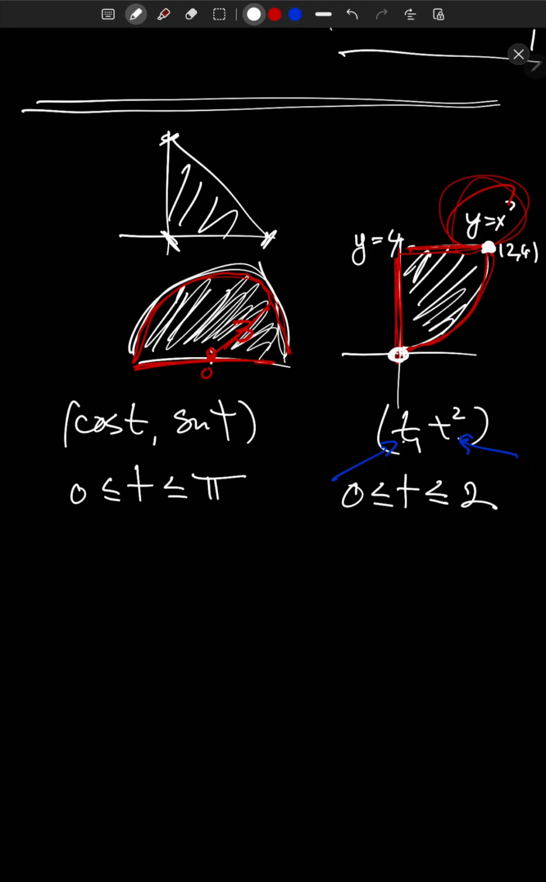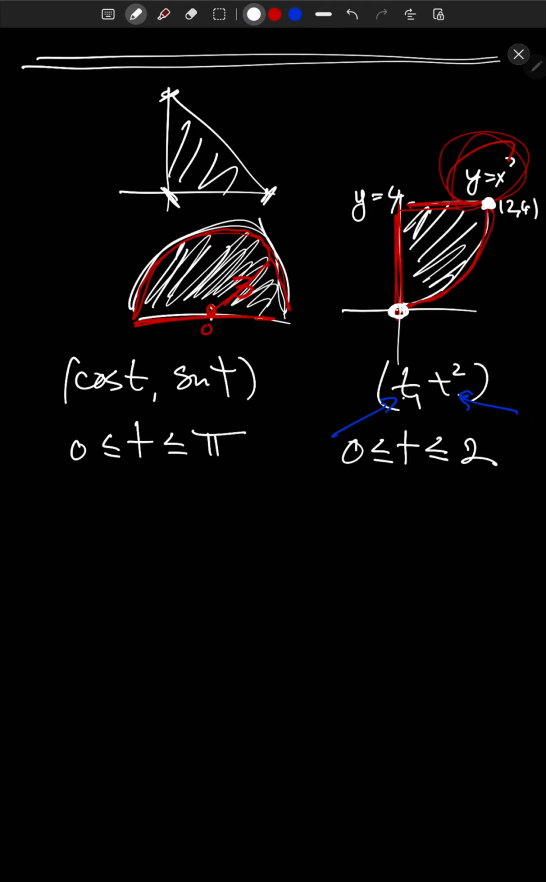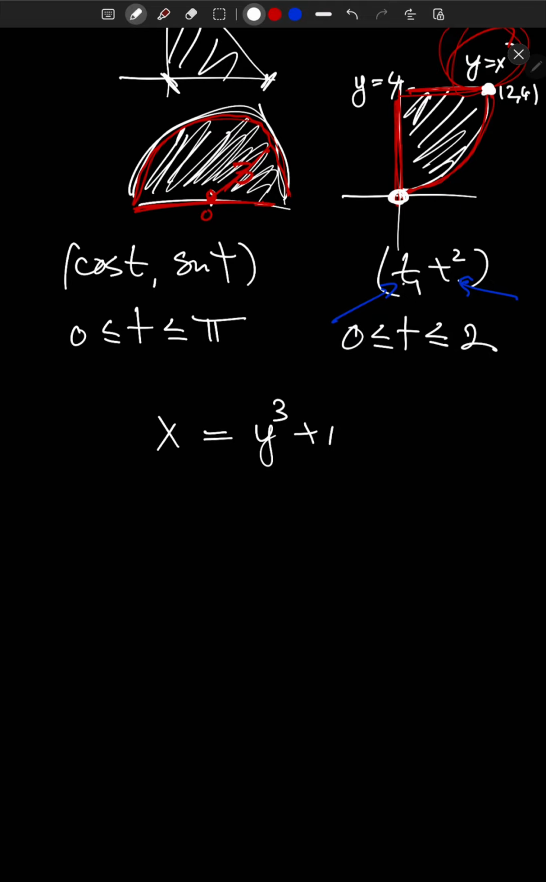All right. What if the boundary was something terrible, with a terrible equation where you couldn't write it as y equals a function of x? Well, one thing to consider is you might be able to write it as x equals something in terms of y. So if your boundary is, for example, x equals y cubed plus 1, then you could use the parameterization based on y: t comma t cubed plus 1.